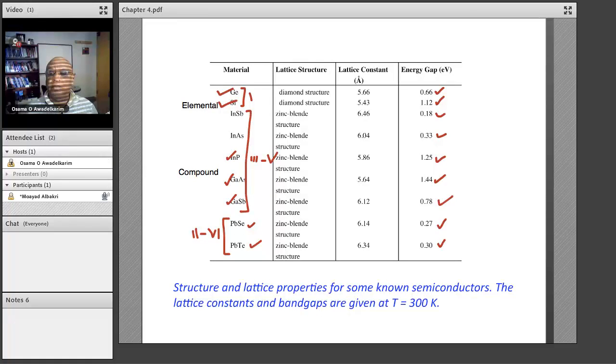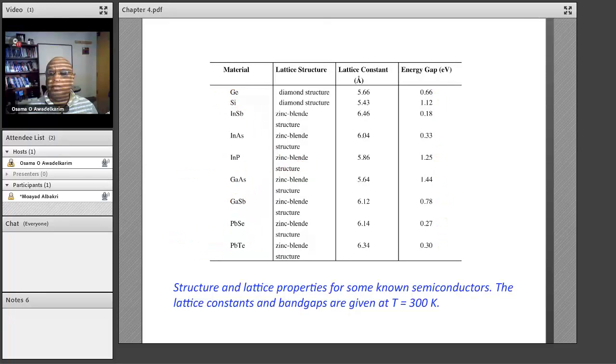Now I want you to note one thing: the elemental semiconductors are group 4 elements, one element. Here, compounds are group 3-5. Here, compounds are group 2-6. Always the average is 4. So that is how I remember those. The average of 2 and 6 is 4. The average of 3 and 5 is also 4. So on average, we have a covalence of 4 for elemental and compound semiconductors.